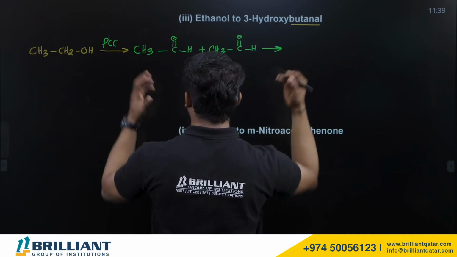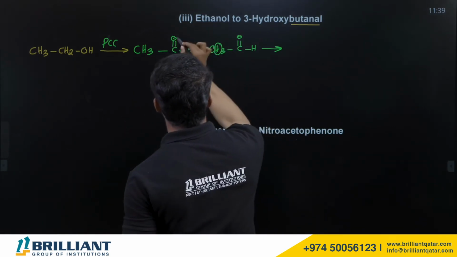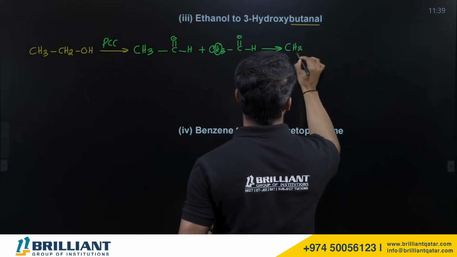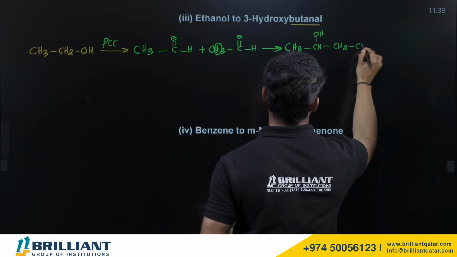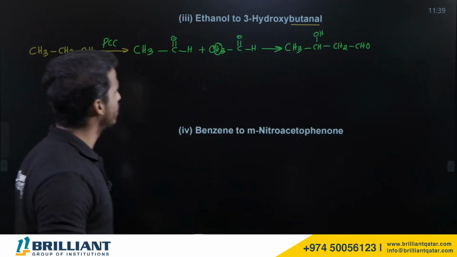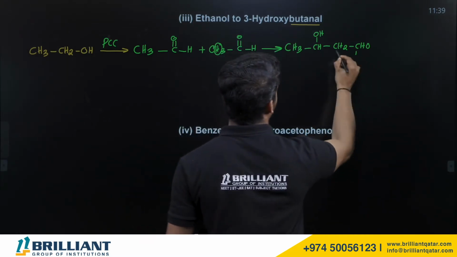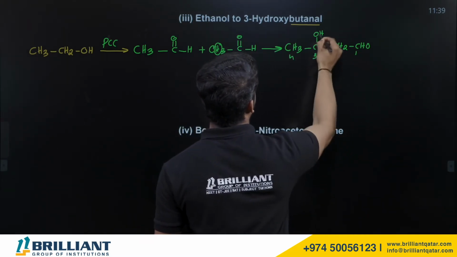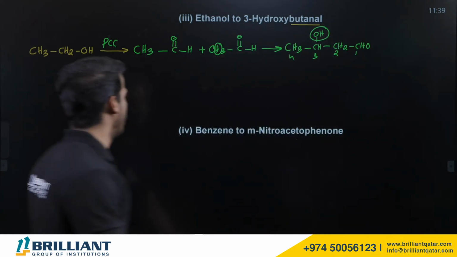Hope you remember how to write the product, as we have discussed before. From the second compound, take 1 alpha hydrogen and transfer it here. So CH3CHOHCH2CHO. In the first part we discussed already how to write the product during aldol condensation. Is the product right? Yes, student. Number 1, 2, 3, 4. 3-hydroxybutanal. Yes.